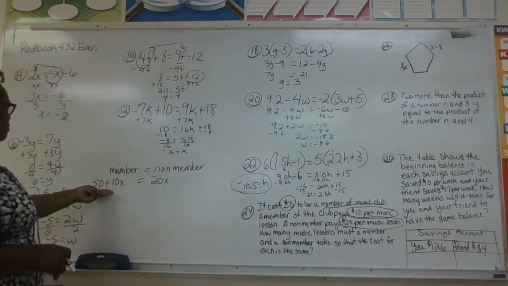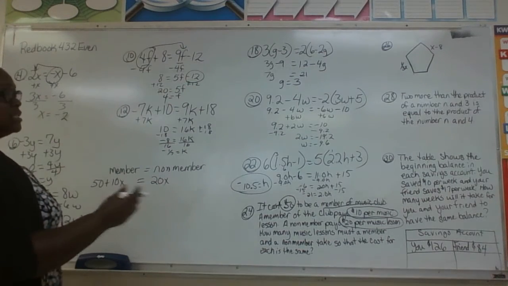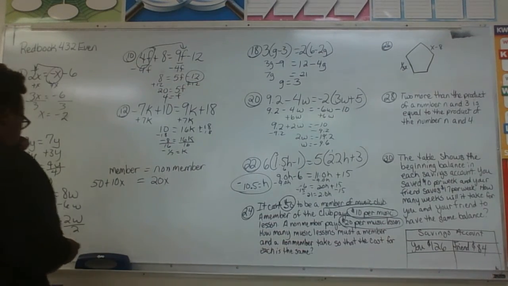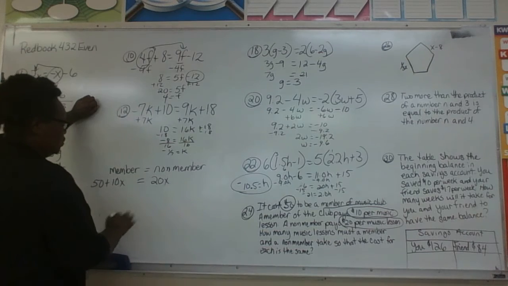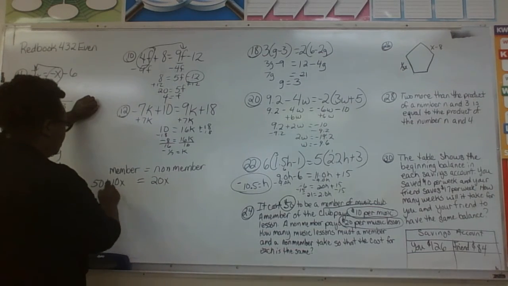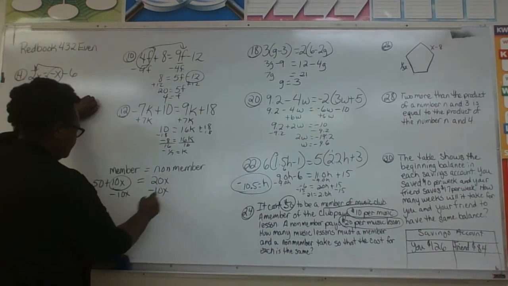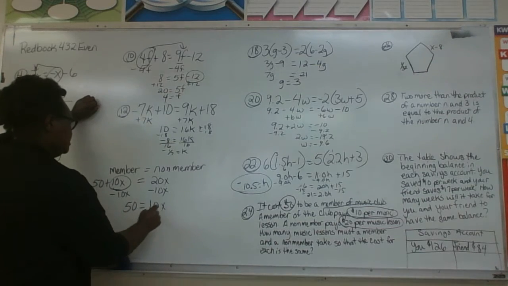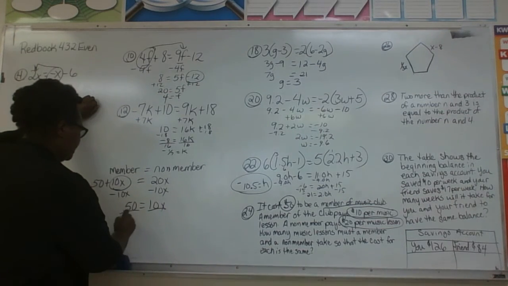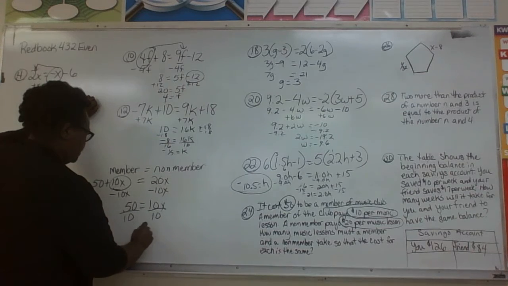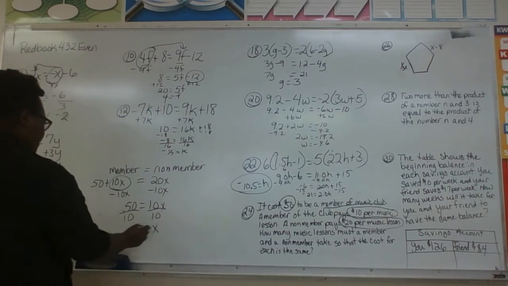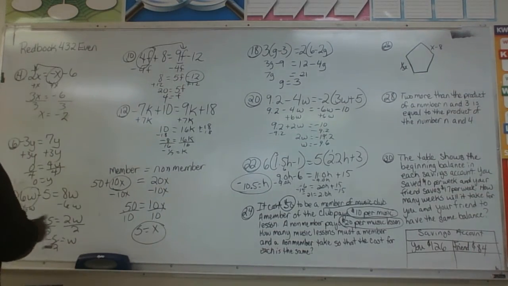Well, if we make the member equal to the non-member and solve for x, that'll tell us the number of lessons when they are even. So let's take a look. We're going to move this 10x over here. Negative 10x, negative 10x. We have 50 is equal to 10x. And we're going to divide both sides by 10. And 5 is equal to x. So at the fifth lesson, they will be equal. Okay? All right, let's take a look at number 26.